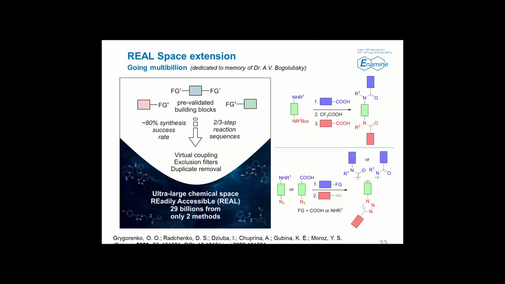And these methods, this approach shows that a multi-billion chemical space can be obtained very easily, and the compounds are still quite diverse and quite interesting in their chemical structure, and some examples are shown on the lower part of this graphical abstract.